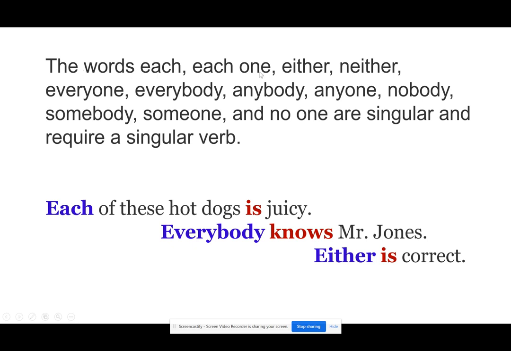Okay, the words each one, either, neither, everybody, everyone, you can see the list goes on, are considered singular and require a singular verb. Let's look at this. Each of these hot dogs is juicy. Now, sometimes when we look at this sentence, we might think, oh, we're talking about hot dogs. We're talking about more than one hot dogs. So I need to use the verb are. But let's dissect this sentence a little further. The subject is each. Each is juicy.